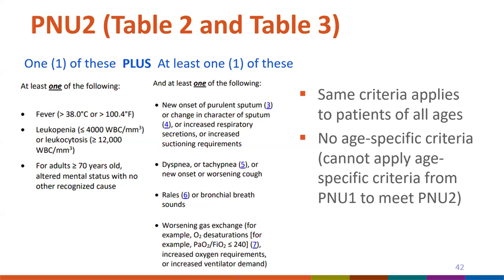The signs and symptoms criteria for NEW 2 requires one of the following: qualifying temperature, or leukopenia or leukocytosis, or for patients 70 years or older, altered mental status with no other recognized cause, plus at least 1 additional qualifying sign or symptom. And remember, the sign or symptom criteria applies to all patients meeting NEW 2, regardless of age.